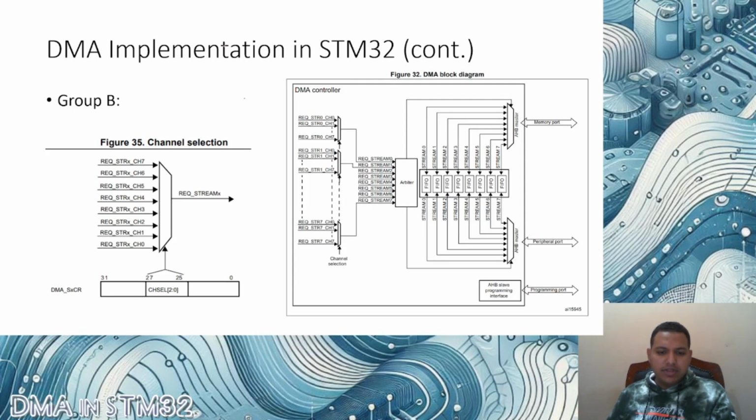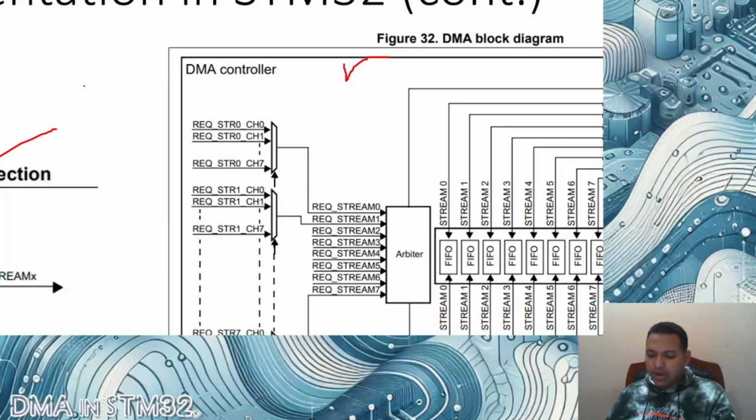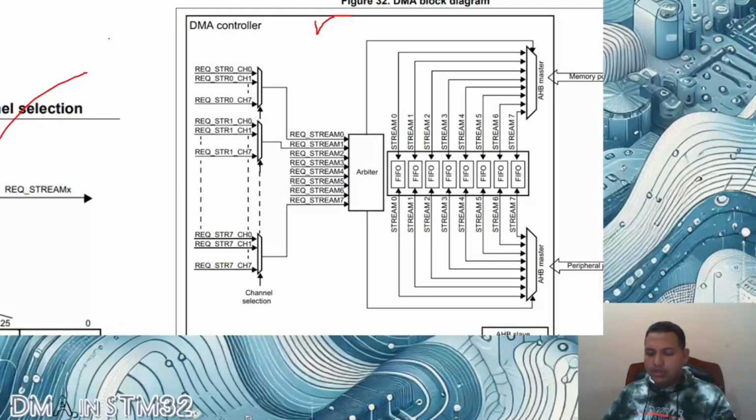Okay, so this is the next diagram. Both of these diagrams are official from ST, this one and this one. And we can notice that the first difference is the change of terminology. As you can see here, a channel now is called a stream, and the channel is repurposed to refer to something else. A channel now refers to each request inside a request line. So we have multiple peripherals connected to a request line. These peripheral lines are called channels. So this is the second difference, the change of terminologies.